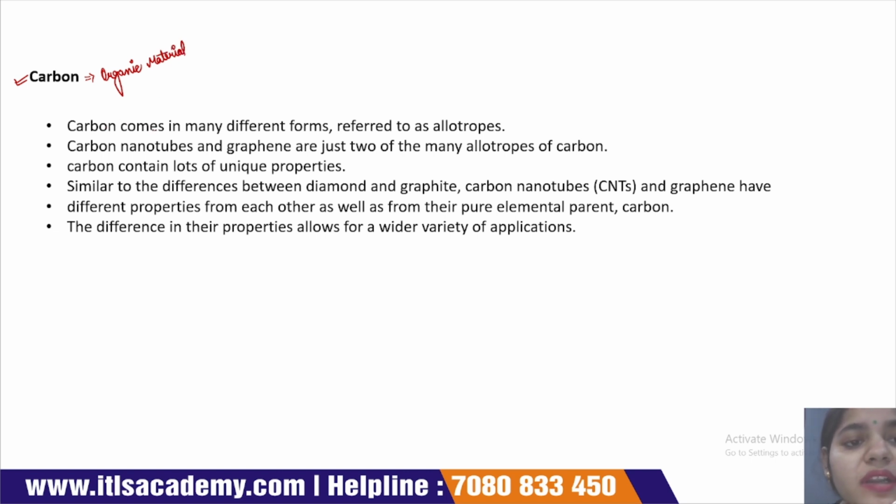Okay, carbon comes in many different forms, referred to as allotropes. Carbon nanotubes, that is CNTs, and graphenes are just two of the many allotropes of carbon. This CNT and this graphene are a type of nanoparticle. Okay, carbon contains lots of unique properties.